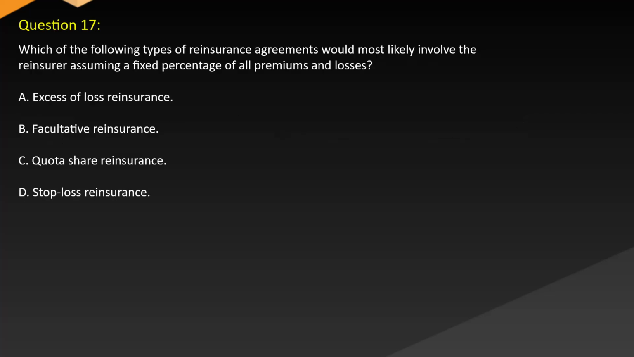Question 17. Which of the following types of reinsurance agreements would most likely involve the reinsurer assuming a fixed percentage of all premiums and losses? A. Excess of loss reinsurance. B. Facultative reinsurance. C. Quota share reinsurance. D. Stop loss reinsurance.